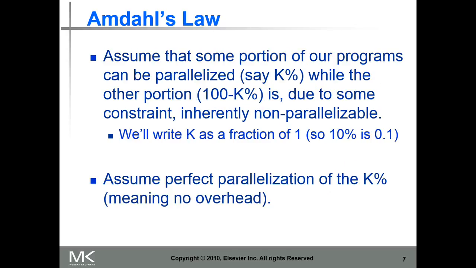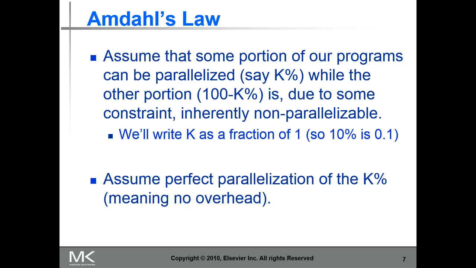So here's the setup. Assume that some portion of our programs can be parallelized, say k%, while the other portion, 100 minus k%, is due to some constraint inherently non-parallelizable. And in all of these slides and in the practice problems you do, we'll write k as a fraction of 1. So 10% parallelizable is 0.1.